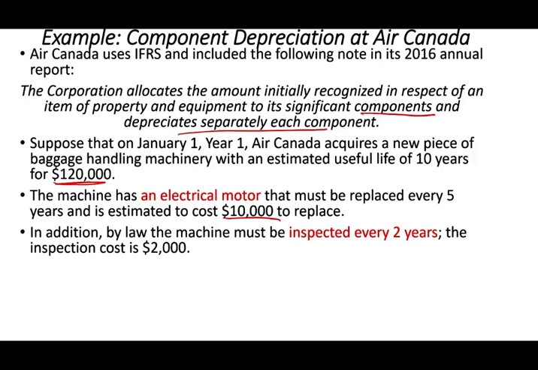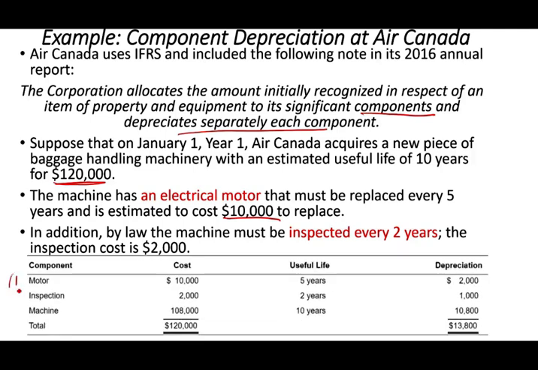So how are we going to depreciate the asset? We're going to have three assets here: the motor, the inspection, and the machine itself. The motor has a cost of $10,000, useful life of 10 years, depreciation is $2,000 per year. So we'll depreciate the motor separately. The inspection is $2,000, the useful life is 2 years, therefore we're going to have depreciation of $1,000 per year for 2 years.